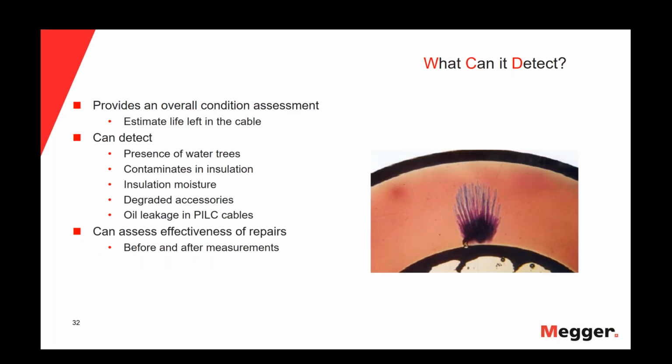What can we detect with the tan delta? Well, the tan delta will provide an overall condition assessment, and we will estimate the life left in the cable. We can detect water trees in XLPE cables, contaminants in the insulation, insulation moisture, degraded accessories, for instance the terminations, and oil leakage in paper insulated cables. And also we can assess the effectiveness of repairs with measurements before and after. So this is what we can detect with the tan delta.